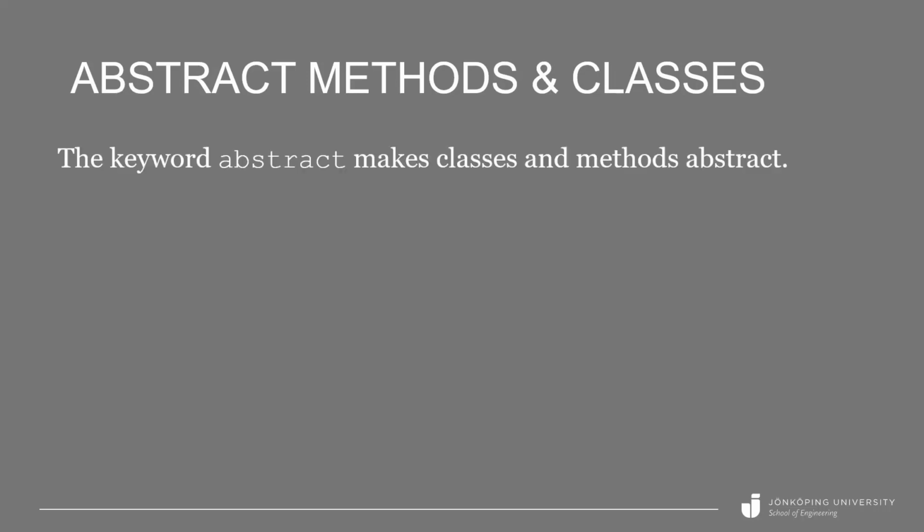Java supports abstract methods and classes. An abstract method is simply a method that hasn't been implemented, and an abstract class is a class that contains abstract methods. To make something abstract, we use the keyword abstract.